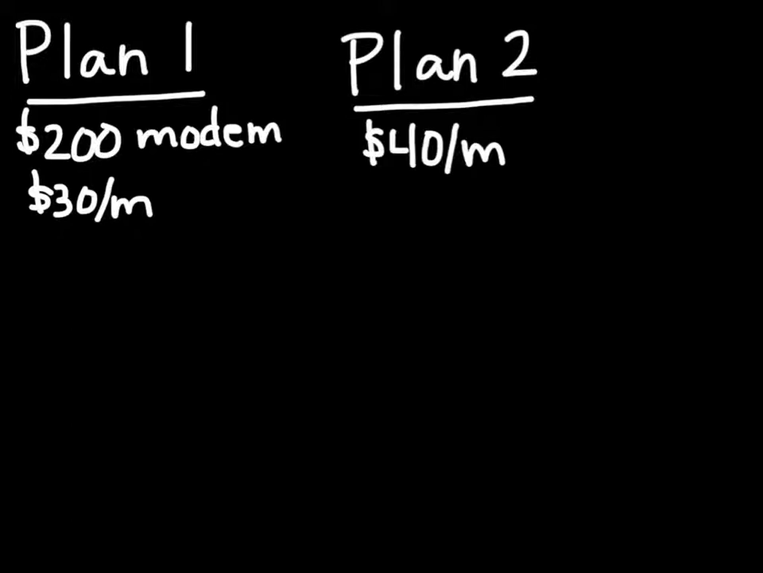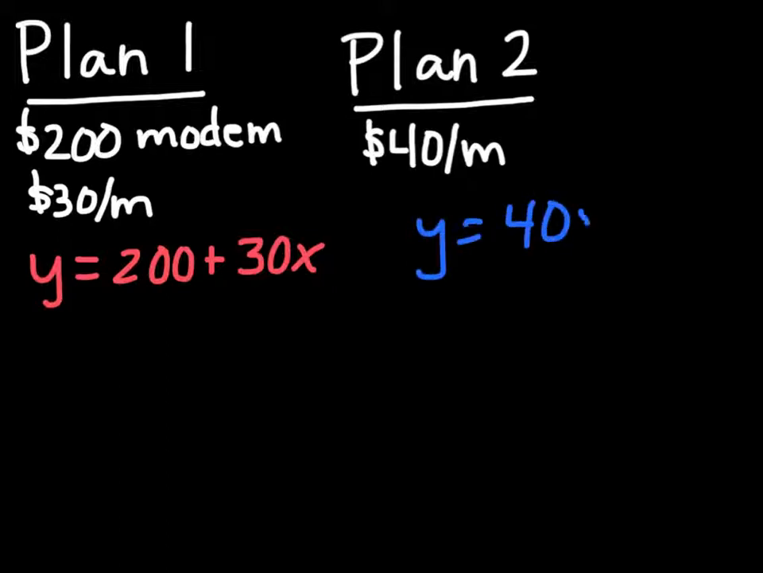So let's begin by writing each plan as an equation in slope-intercept form as a linear system. So Plan A would be y, the total cost, equals 200 plus 30x, with x being the number of months. Plan B would be y equals 40x, because the modem's free, correct? So here's our system of linear equations. Now let's graph. The best way to graph this system, honestly, is with a graphing calculator.